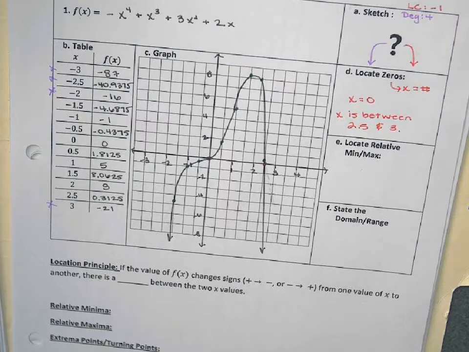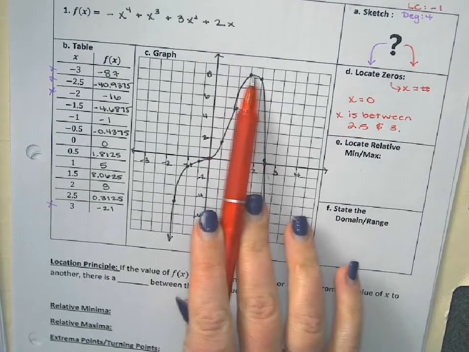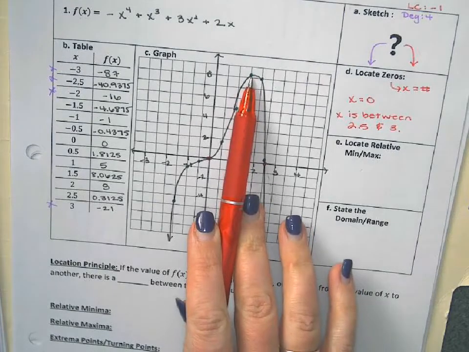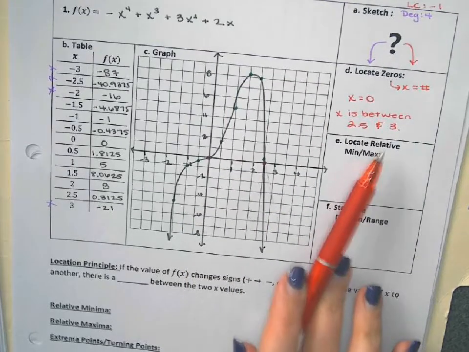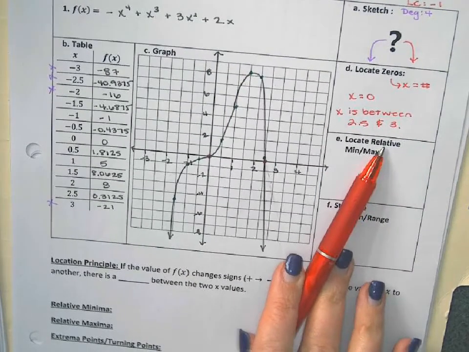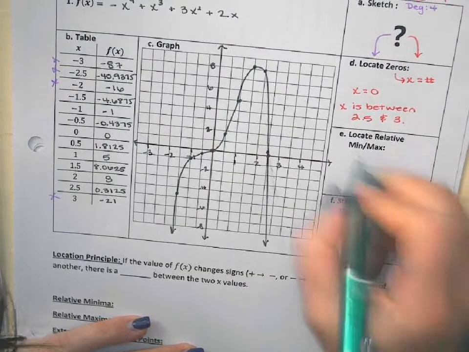Okay? Then it says to locate a relative minimum or maximum. This graph has a maximum, somewhere up in here. Relative means that it doesn't necessarily have to be the overall maximum. However, this one does have a maximum, so we actually call this the actual maximum.